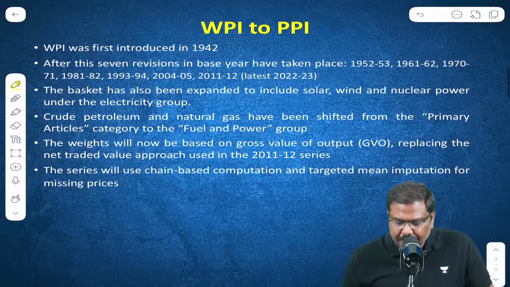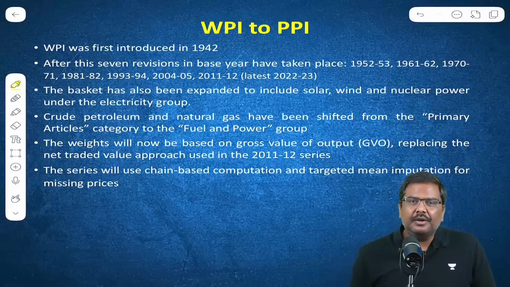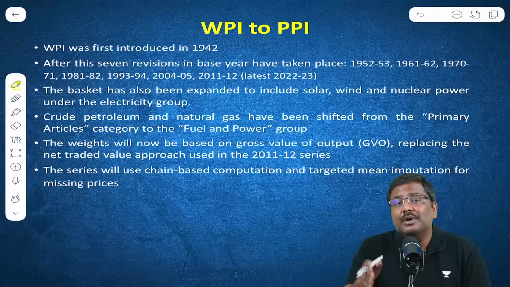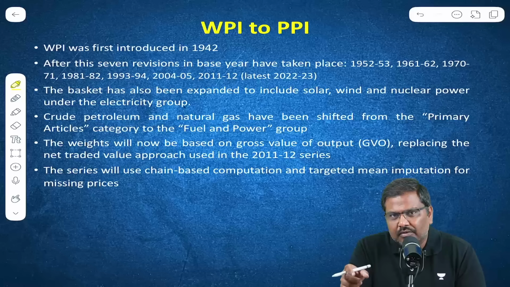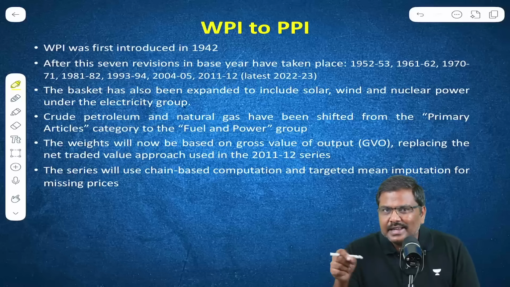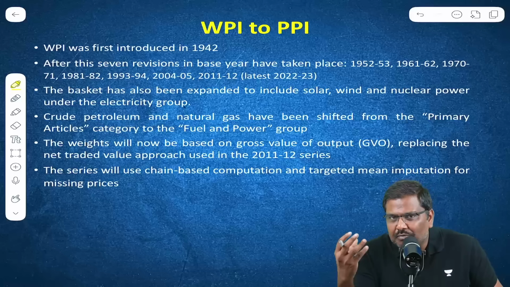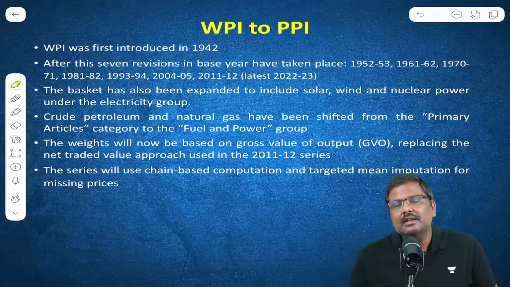Let me begin the discussion. We mainly use two types of indicators to measure inflation. One is the CPI, Consumer Price Index, which measures inflation in the retail market, and the second one is the Wholesale Price Index, which measures the changes in the price levels of a basket of goods in the wholesale market.